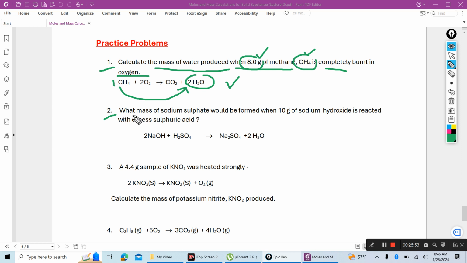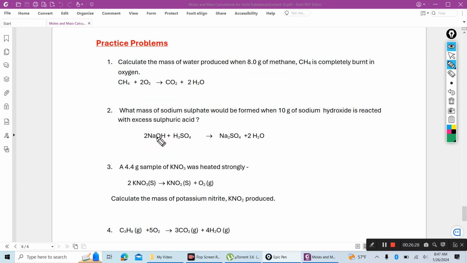Problem 2. What mass of sodium sulfate will be formed when 10 gram of sodium hydroxide is given? So what mass of sodium sulfate will be produced? At first you will calculate moles of sodium hydroxide, 10 divided by molecular mass of sodium hydroxide. You will get this mole.